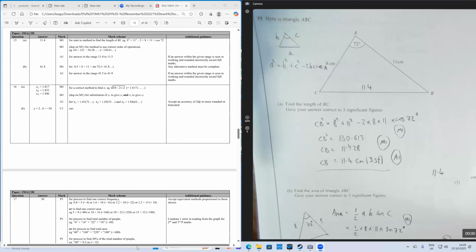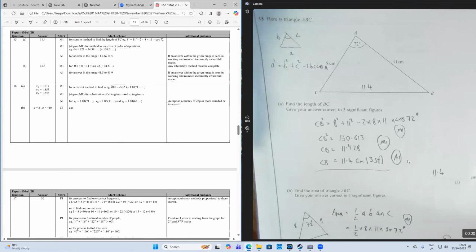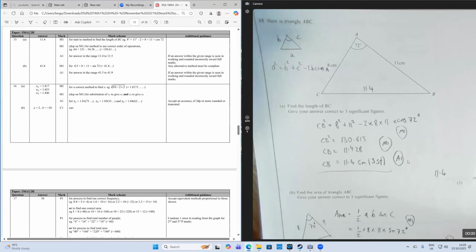So question 15, now I've put the mark scheme up here so that you can see it as well. What we're looking for in this question is extended trigonometry, and this one's going to be a use of the cosine rule. So what do we have? It says here is a triangle ABC. Find the length of BC.